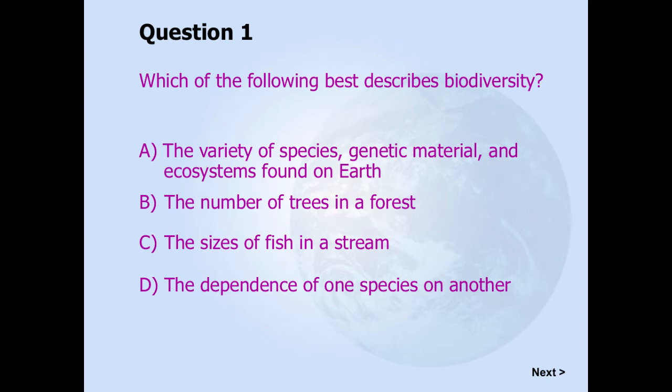So, which of the following best describes biodiversity? A, the variety of species, genetic material, and ecosystems found on Earth. B, the number of trees in a forest. C, the size of fish in a stream. Or D, the difference of one species from another. Go ahead and pause the video, and on the left-hand side of your notes, tell me whether you think number one is A, B, C, or D. Well, the answer is A. Species, genetic material, and ecosystems.